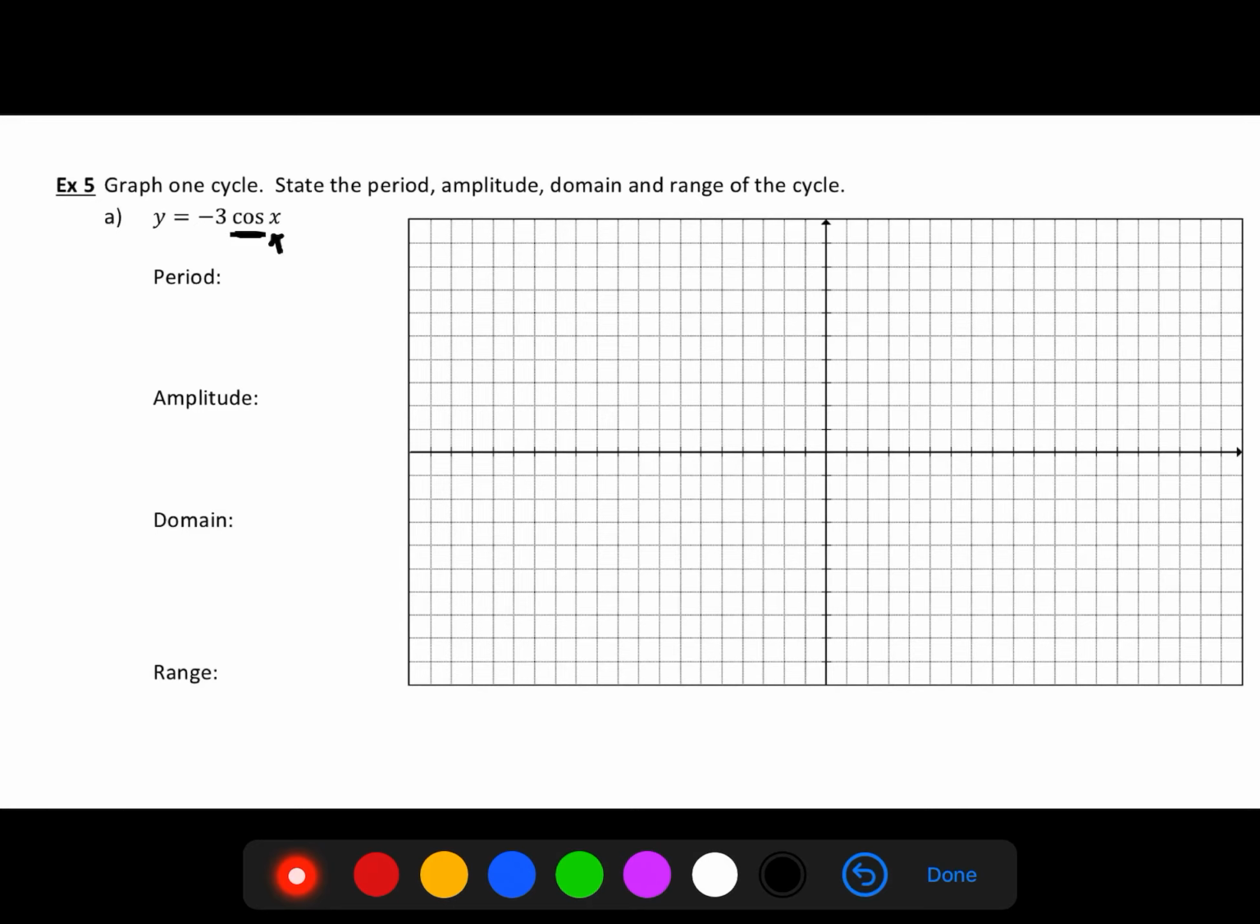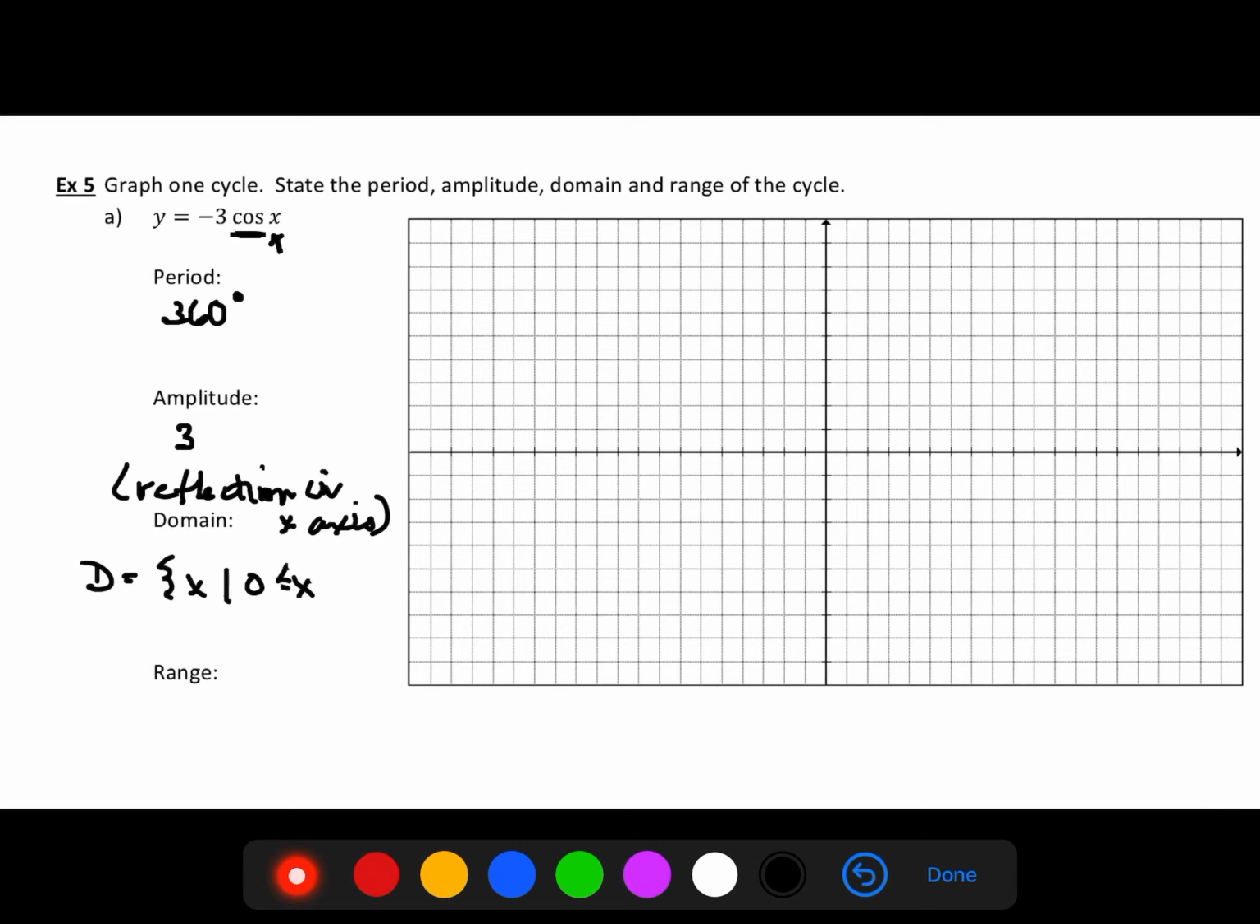And -3 out front of cos means we're going to have a stretch. We're also going to have a reflection around the x-axis. There is nothing inside with x to change our period. So this one, again, we're going to graph in degrees. So our period is going to be 360. Our amplitude is 3, the positive value of the A value out front. But we're also going to note it is a reflection in the x-axis.